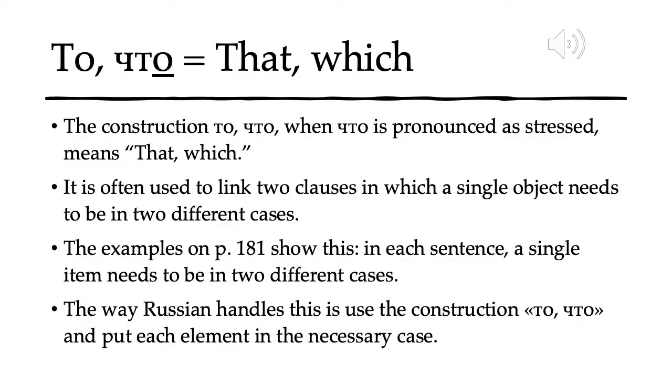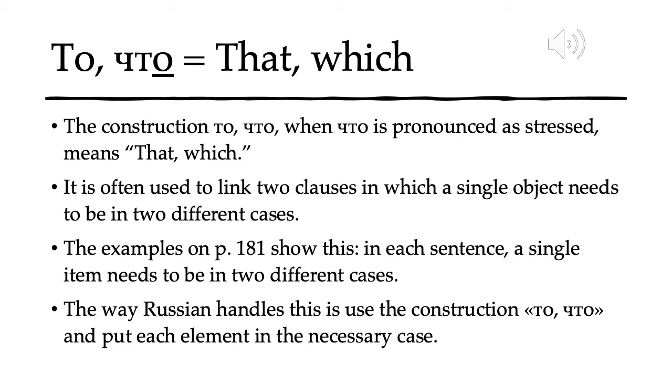Let's start off with the construction то, что, in which что is stressed. When we have то, что, in which the что is stressed, it means that which. And we use this to link two clauses in which we have a single object that needs to be in two different cases. So in Russian, remember, we always have to use the correct cases that the verb requires, and we can't put one object in two different cases. And so they often use то, что, or some kind of complex construction that is separated by a comma to do this.